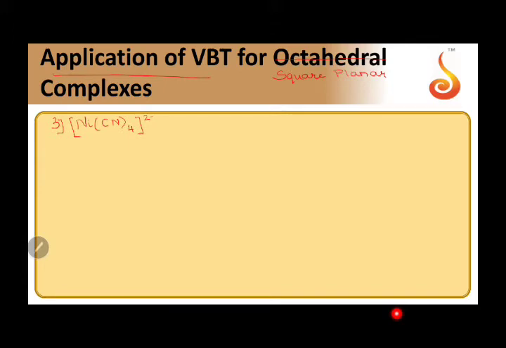Once again we will start by writing electronic configuration of nickel. Nickel here is in +2 oxidation state. Cyanide here is -1 charge and 4 cyanide accounting for 4- charge. Overall charge is -2 and hence nickel should be +2. Nickel's atomic number is 28. If we remove 2 electrons, then the number of electrons remaining would be 26.